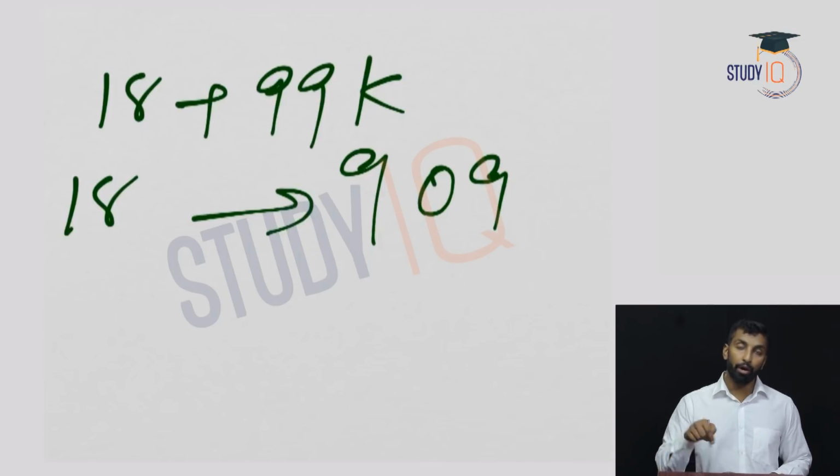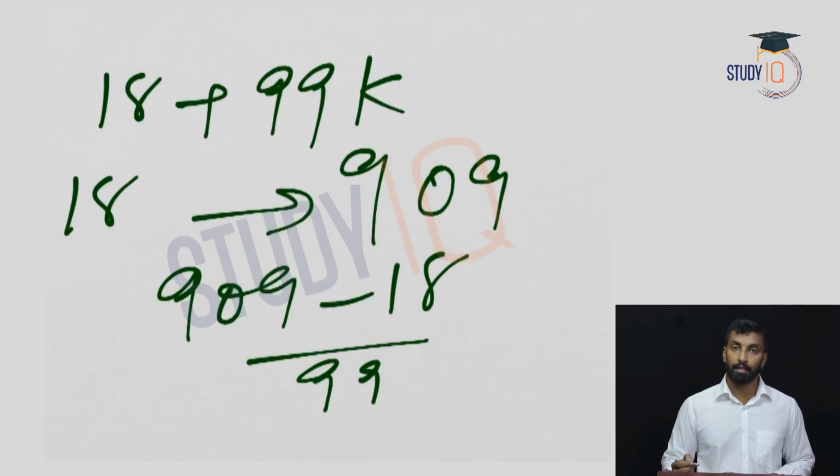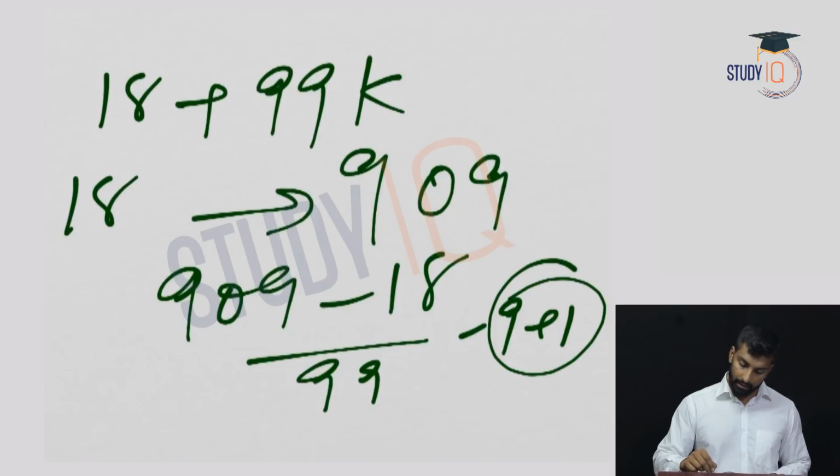909. So now what you need to do is last minus first, 909 minus 18, divided by 99. That's what you need to do. 909 minus 18, you can do that, right? 899 minus 8, that's 891, divided by 99. You get 9. 9 plus 1 is equal to 10.